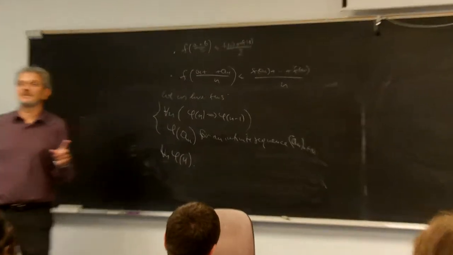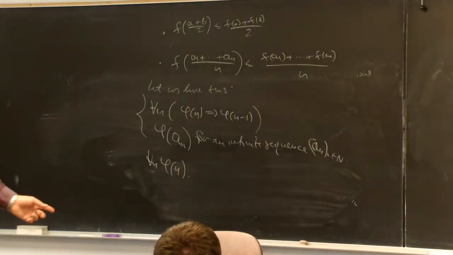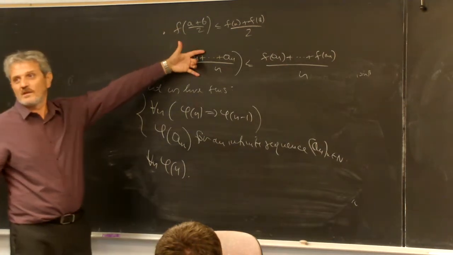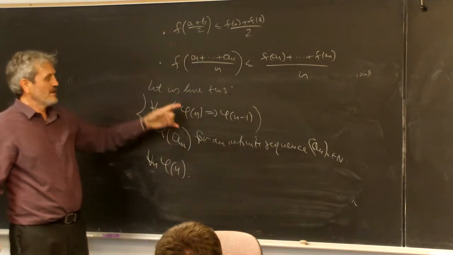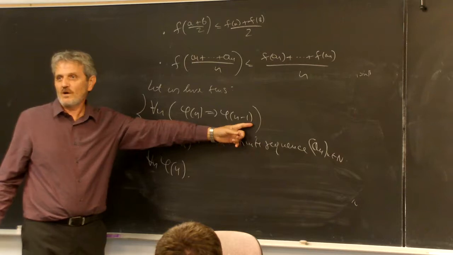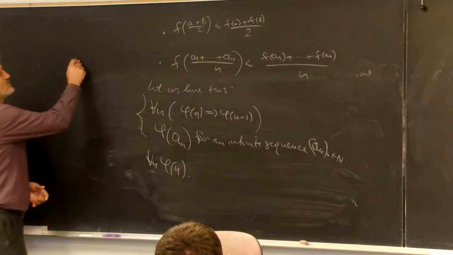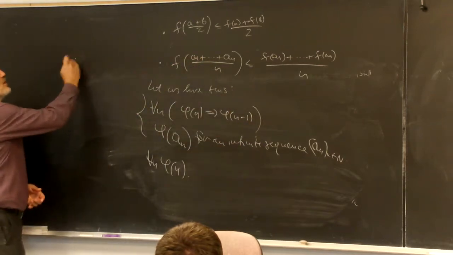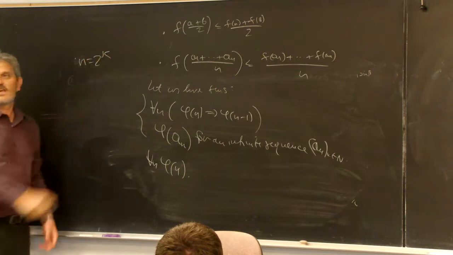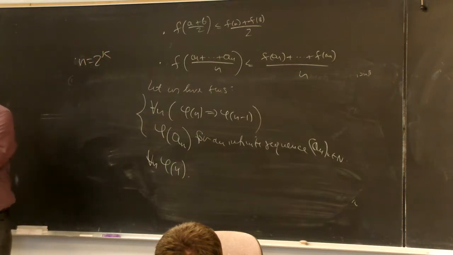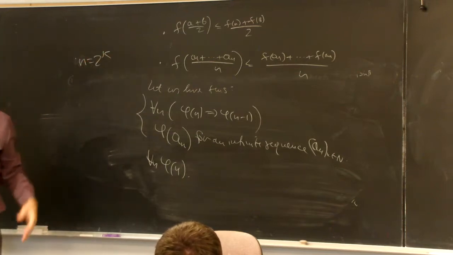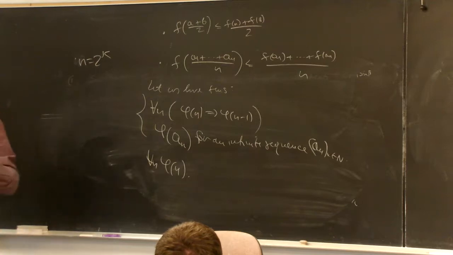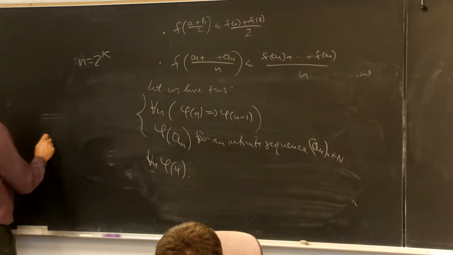This infinite sequence doesn't mean for any n. Choose the infinite sequence however you want. So for example, when you do this proof, generally what you prove is the following: phi of n implies phi of n minus 1. And then you easily show that your statement is true for n equals 2 to the k, for 2, 4, 8, 16, 32, 64, and that's easy to prove. And then justify why.